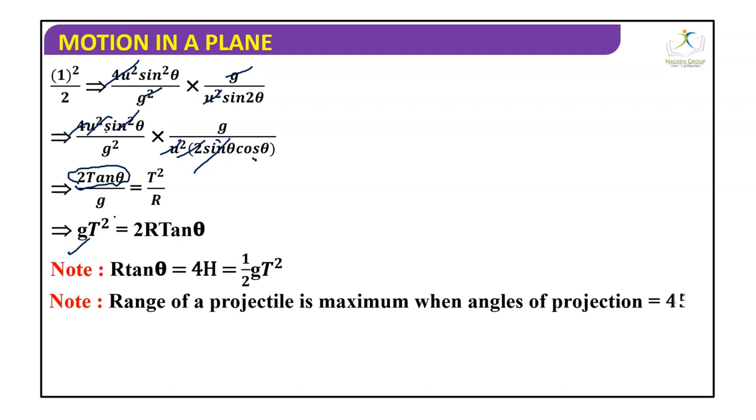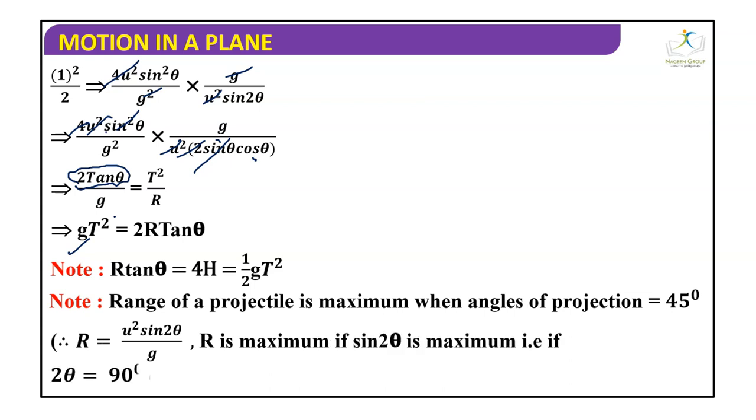Range of the projectile is a maximum when the angle of projection is 45 degrees. R = u² sin2θ/g. So R is a maximum if sin2θ is the maximum. That is, if 2θ = 90 degrees or θ = 45 degrees. In this case, we can easily find out the value of the range.